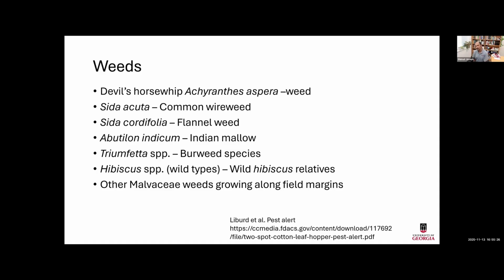The reports from Asia also talk about weeds. There are many weeds, and these may not be very relevant for the US, but you can see some of them listed here. Just keep in mind, especially the wild types of hibiscus, and the fennel and Indian mallow; we have some here in Georgia.